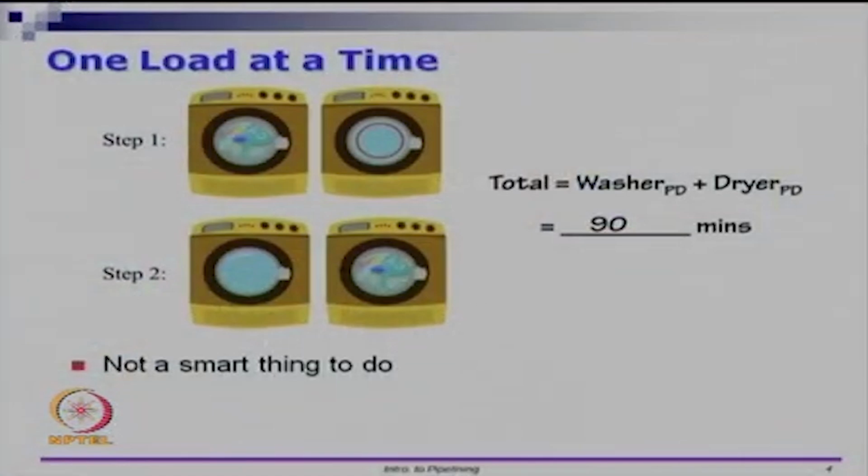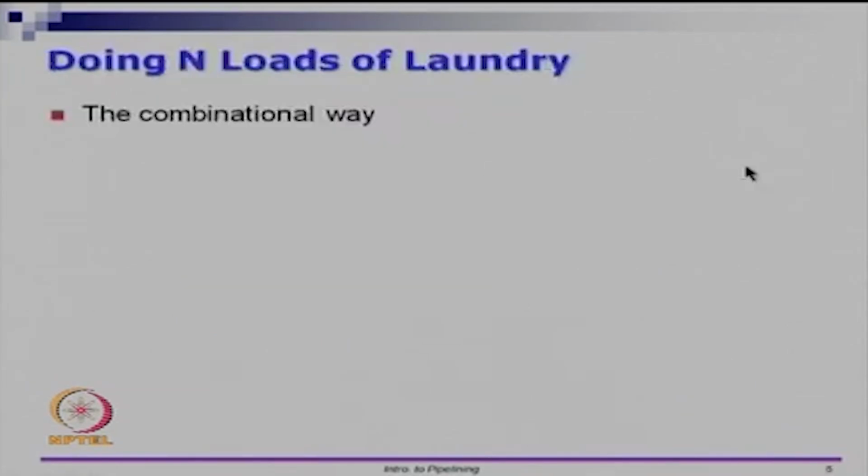So, the first thing we will note down is the total time taken: the propagational delay of the washer plus the propagational delay of the dryer. That is 30 plus 60 minutes, that is 90 minutes. Let us say I want to do n loads of laundry.